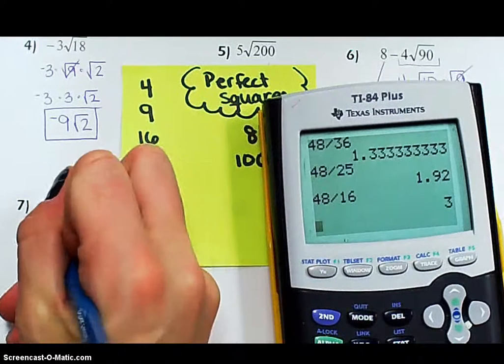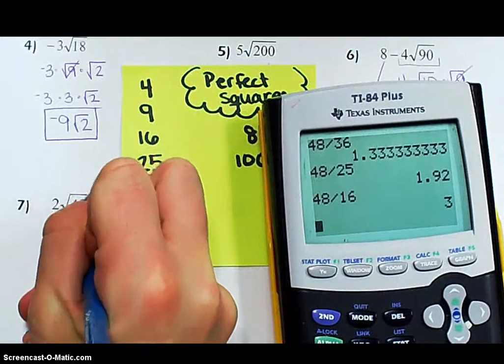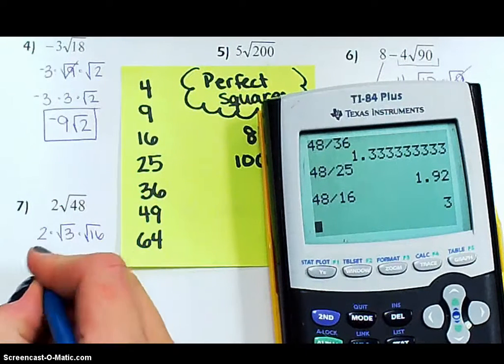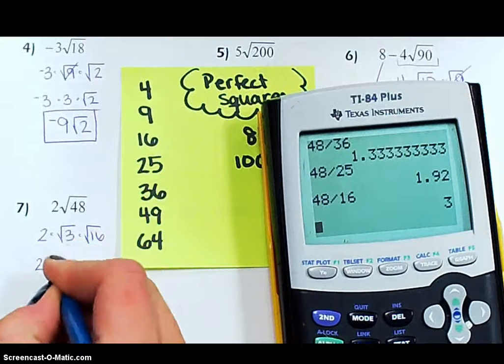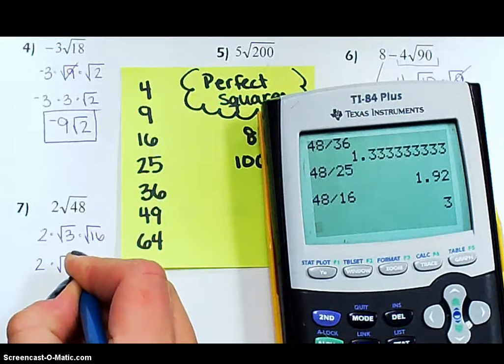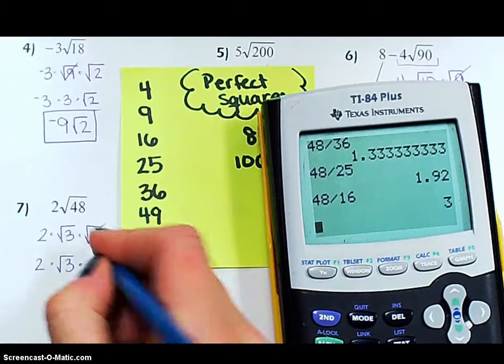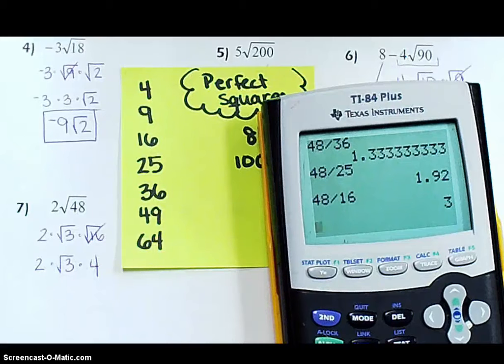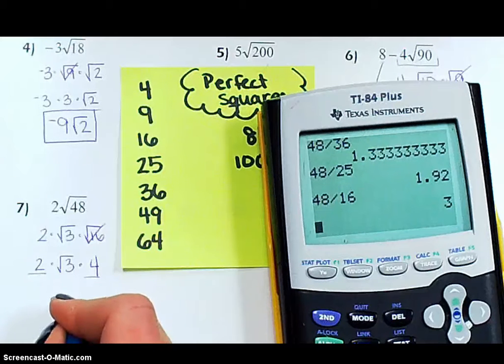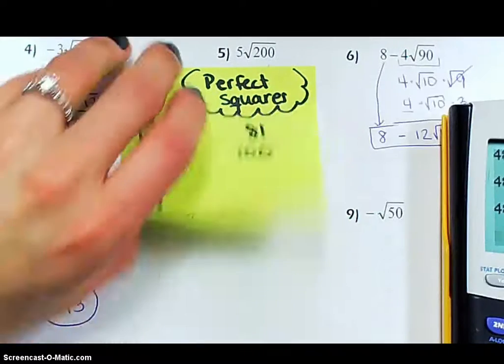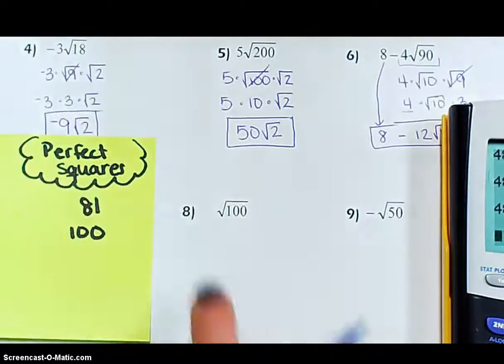So we're going to break this into radical 3 times radical 16. It doesn't matter the order that you put those, because all we're going to be doing is simplifying everything. So the 2 stays the same. Radical 3 stays the same. It's not a perfect square, but 16 is a perfect square. The square root of 16 is 4. And now we can multiply the whole numbers. So 2 times 4 is 8 radical 3. And we're done.